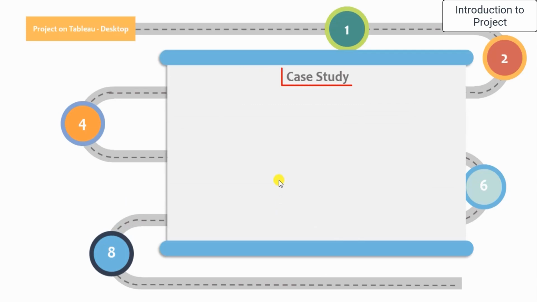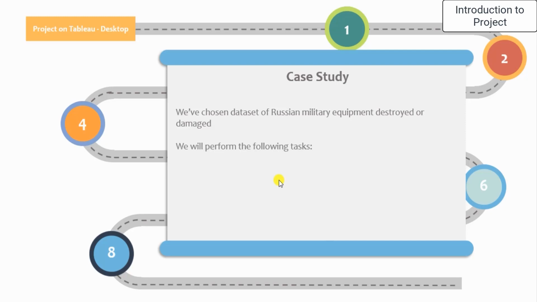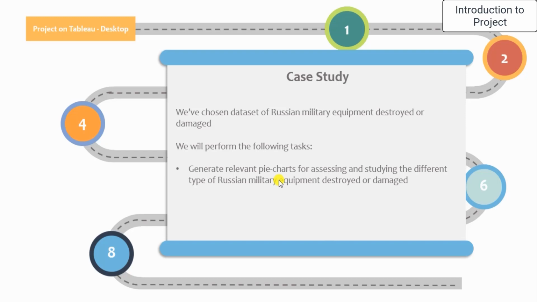Next, what is this case study about really? We have chosen the data set of Russian military equipment destroyed or damaged. We'll perform the following tasks: generate relevant pie charts for assessing and studying the different types of Russian military equipment destroyed or damaged. Typically, it could be pie charts, or it could be some other charts also.